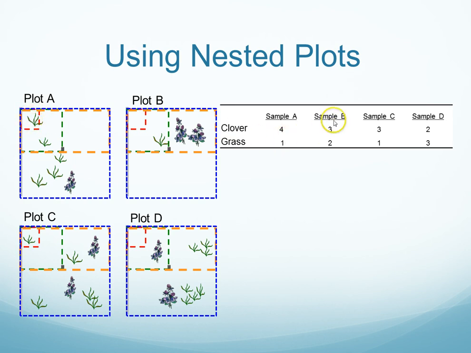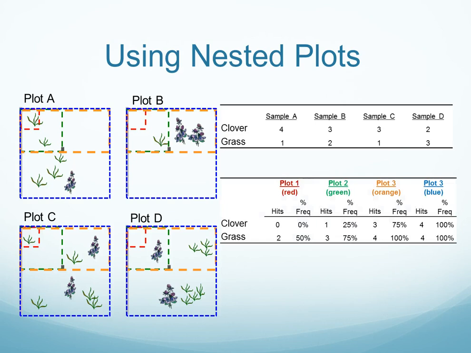In sample B, the clover occurs in plot size 3, but the grass occurs in plot 2. In C, the smallest plot that clover occurs in is 3, whereas the grass occurs in plot 1. And in sample D, the smallest quadrat that the clover occurs in is plot 2, and grass is found in plot 3.